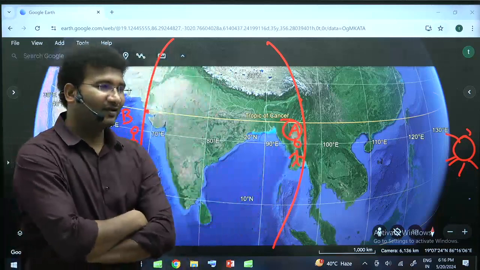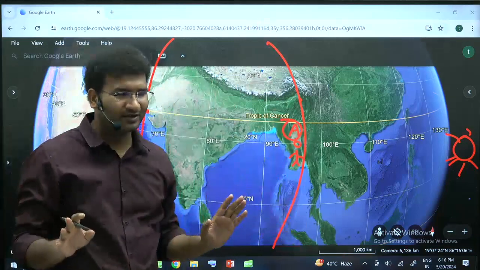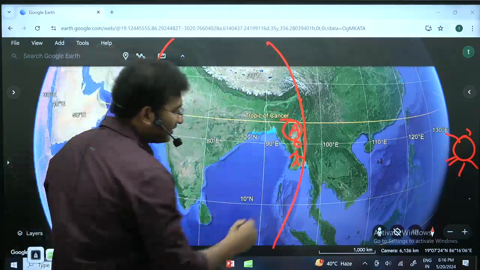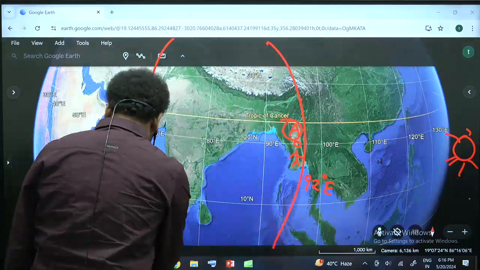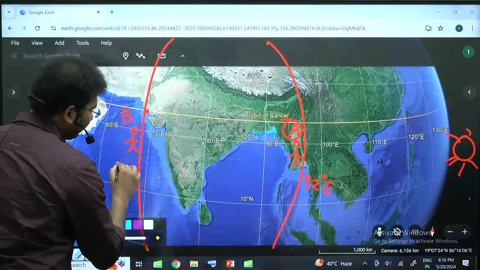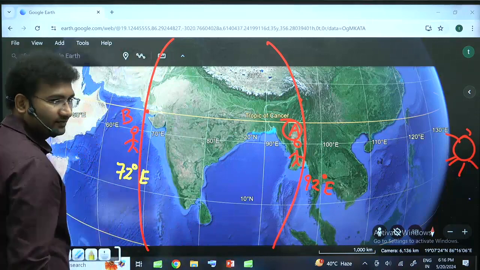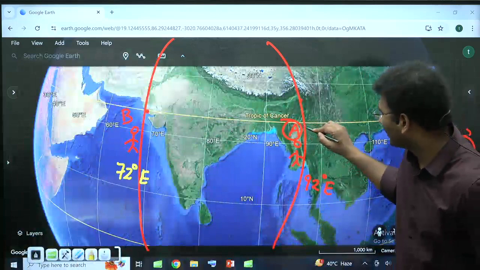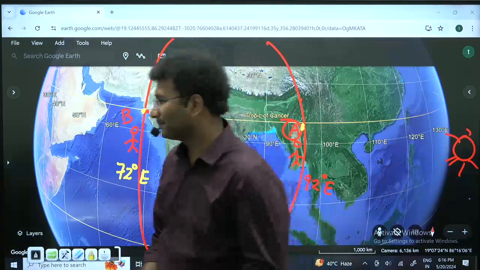A. Now, first suppose, I'll give you a longitude, just random longitude numbers, right? So, suppose this longitude is 92 degrees east, okay? And this is 72 degrees east. Randomly I'm giving you 72 degrees east. You tell me what is the time difference between point A, which is also India, and point B, which is also India.